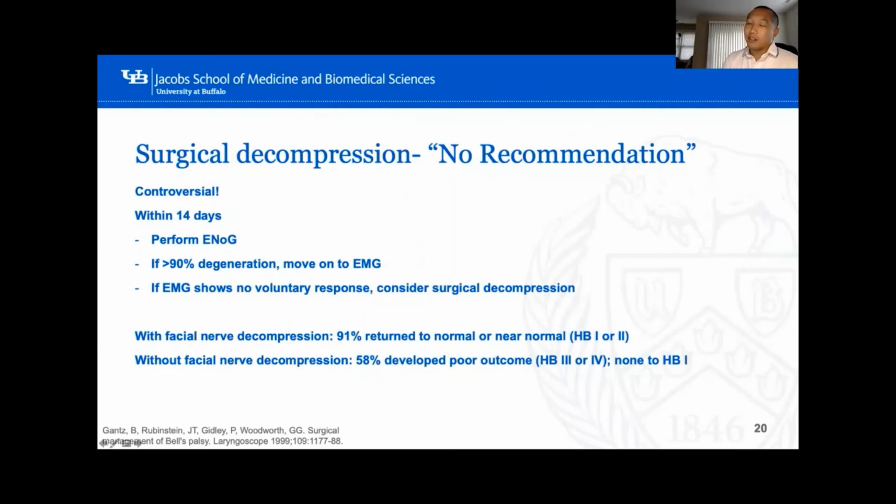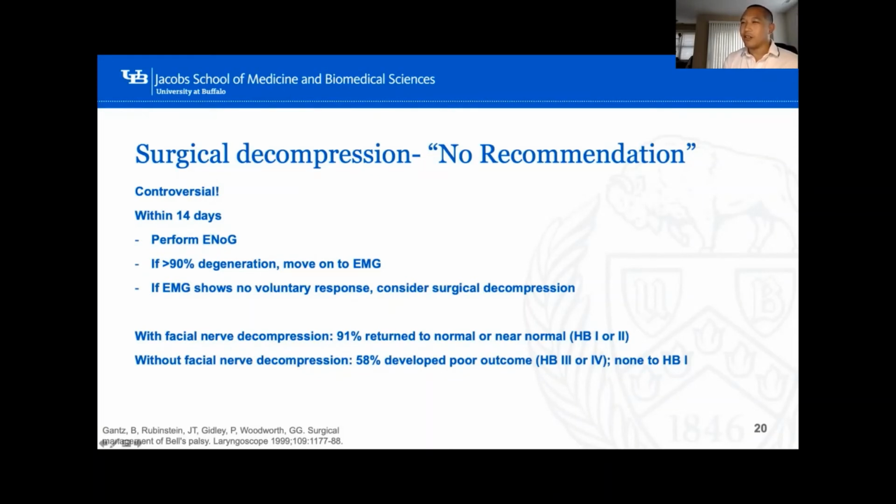So pretty small window where you could actually maybe get an improvement. And what they said in this study was that if you decompress the facial nerve, which is actually through a middle cranial fossa craniotomy, they got 90% of these people back to a House-Brackmann 1 and 2 versus the people who did not get a facial nerve decompression. And they ended up getting a House-Brackmann level 3 or 4. No one recovered to a House-Brackmann 1. And this was a prospective multi-institutional study with 30 patients over 15 years. So it's kind of hard to recommend having a craniotomy if people are okay with maybe having a little facial asymmetry. So at least currently the evidence isn't great.